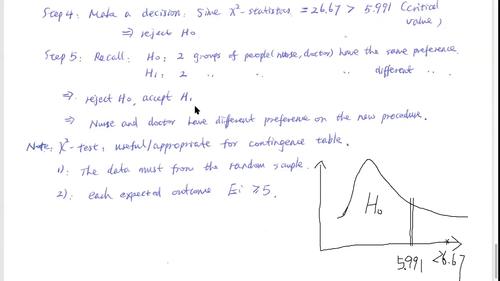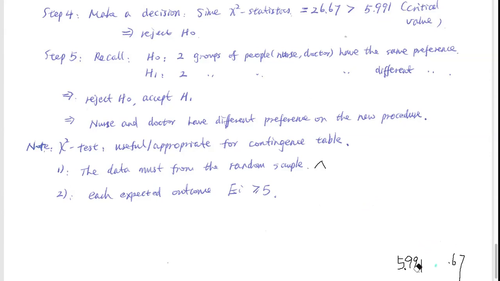Why do we care about H1? H1 is the preference. So we are asking those doctors and those nurses, do they have essentially the same opinion or a different opinion? Now we know they have significantly different opinions on that new medical device or procedure. So that's the conclusion we are getting for this example. Everybody, make sure you know how to apply this chi-square calculation to make the conclusion.